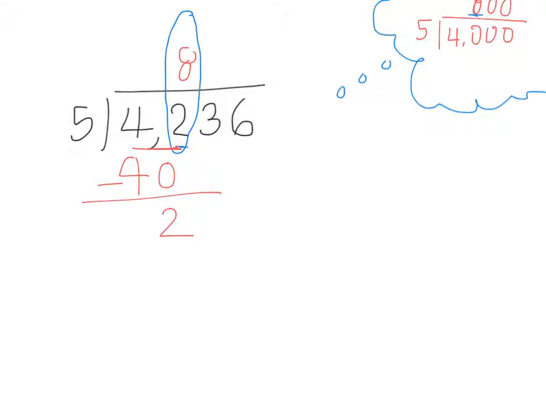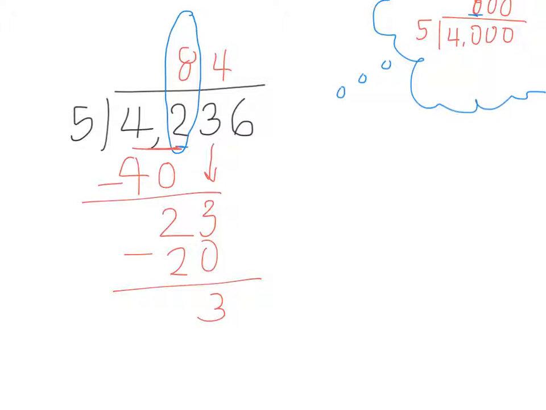Well, 5 doesn't go into 2, so I'm going to have to regroup those 2 hundreds as tens. That gives me 20 tens plus these 3 tens that are up here. Now I have 23 tens altogether. 5 goes into 23 4 times. 4 times 5 is 20. Do some subtraction. I have 3 tens left.